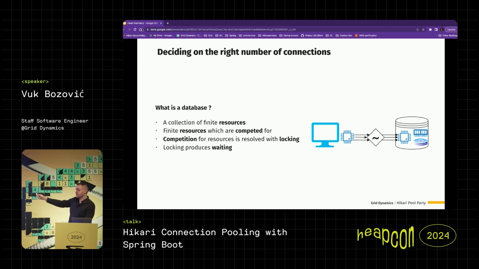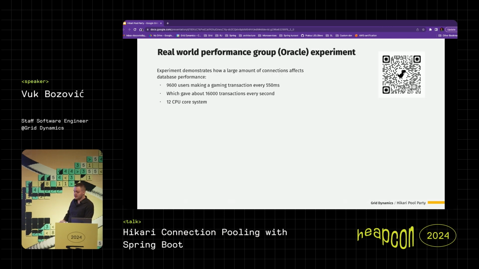So the final experiment of this talk is done not by me, but by the organization called the Real World Performance Group. They are a part of Oracle. And on this QR code, you can find a magnificent 144p YouTube video, which runs Windows XP. And they are running a simulation of 9,600 users making a gaming transaction, whatever that is, every half a second.